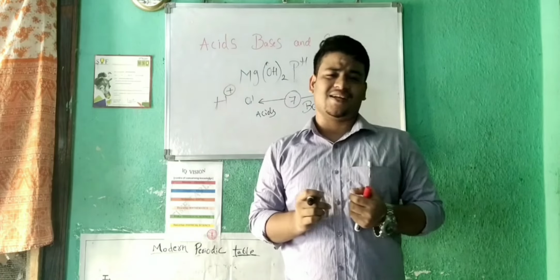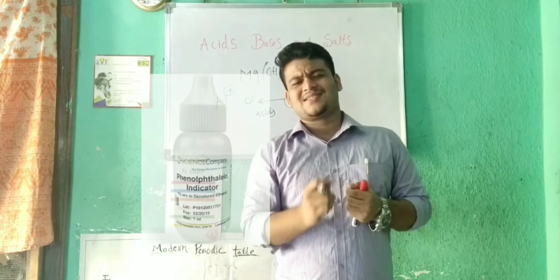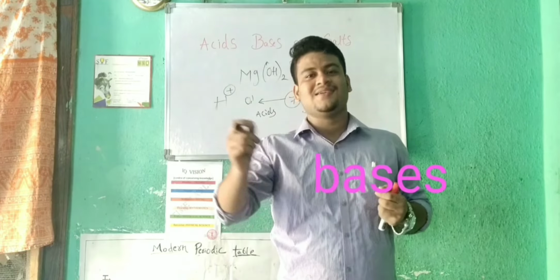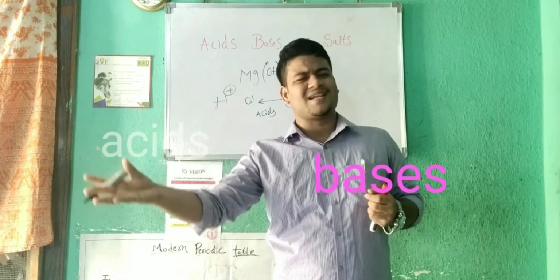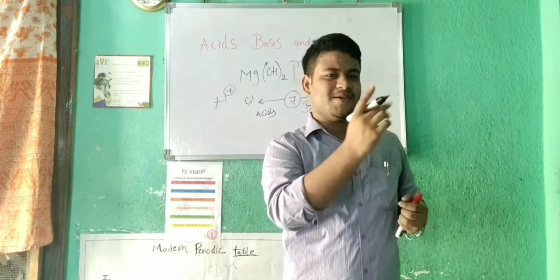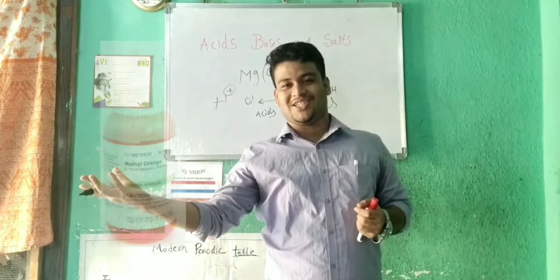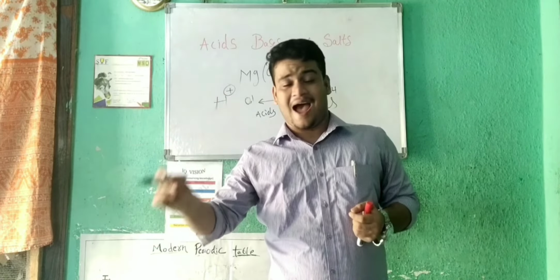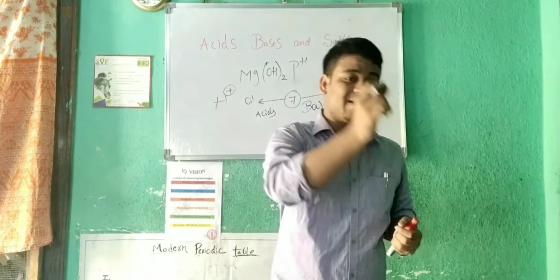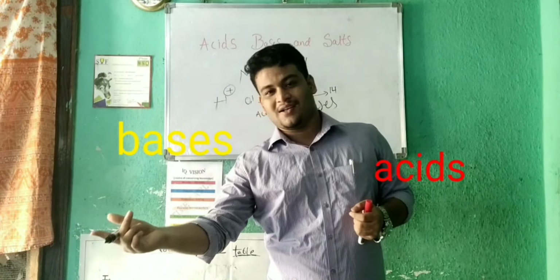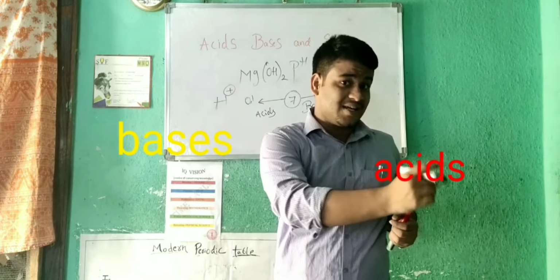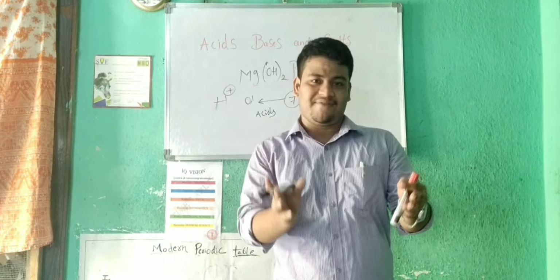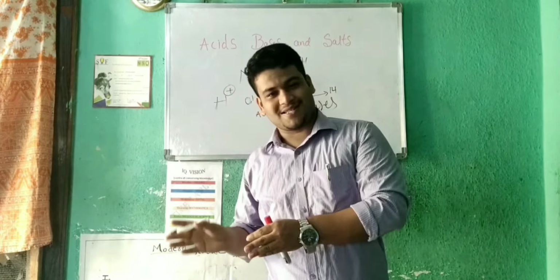There is another indicator known as phenolphthalein. Phenolphthalein attains a pink color in bases and it remains colorless in acids. So it does not show any color in acids, but it shows pink color in bases. Another indicator is methyl orange. The methyl orange indicator, as the name itself says, is orangish in color, and it turns acid into a red color and base into a yellow color. So remember this: acid red, base yellow. By these indicators we can define whether the compound is acidic or basic in nature.